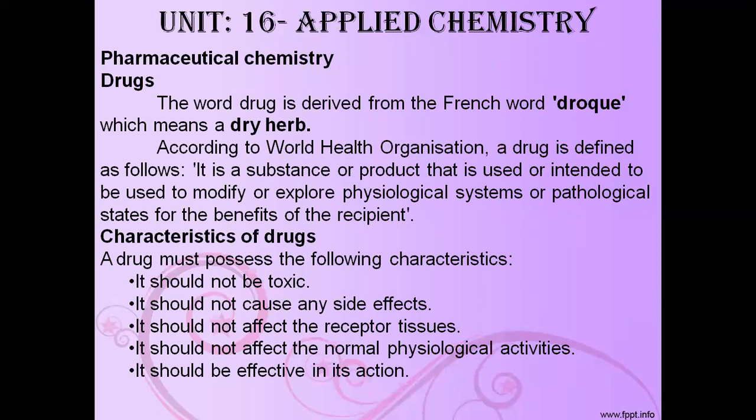So, in this class, we have discussed Unit 16, Applied Chemistry, Pharmaceutical Chemistry. This is one of the branches of chemistry. Pharmaceutical chemistry contains the study of drugs. This chemistry deals with the preparation of drugs, the study of chemical composition, nature, behavior, structure, and the influence of the drug in organisms. So pharmaceutical chemistry is wholly the study about drugs.